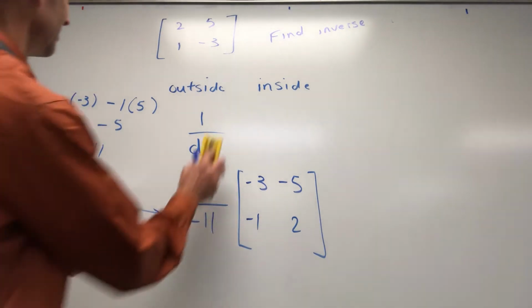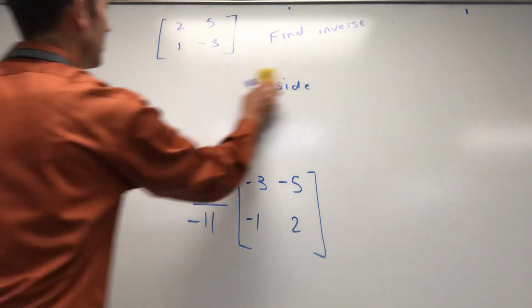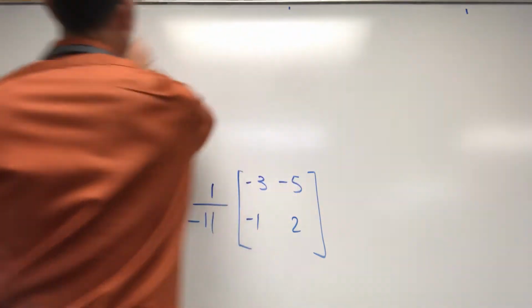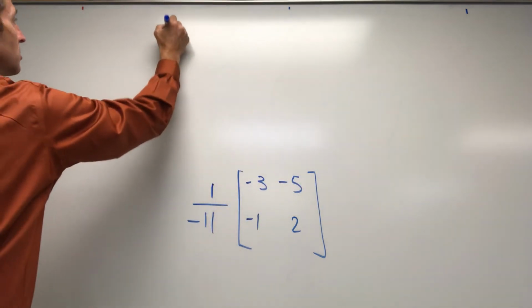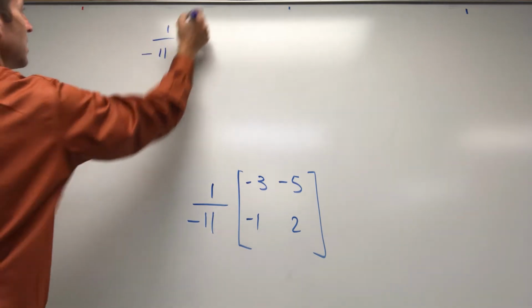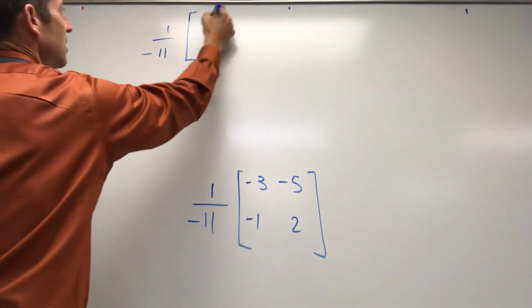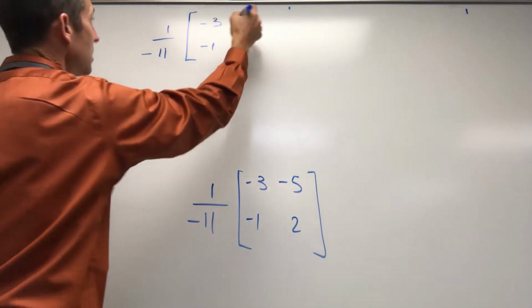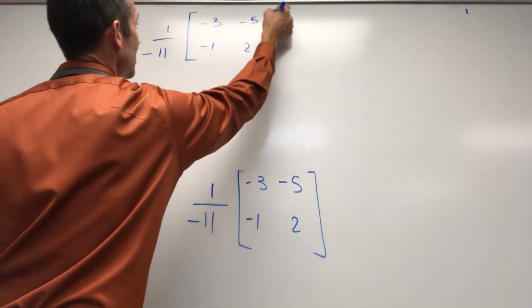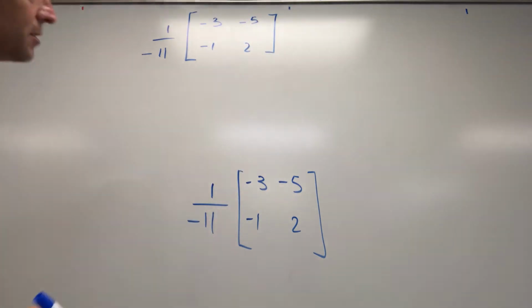All right, I'm going to get all this out of the way. I'm going to pull this guy up here where I can work with him. So 1 over -11, -3, -1, -5, 2. You guys see that okay? I think you can see that okay.